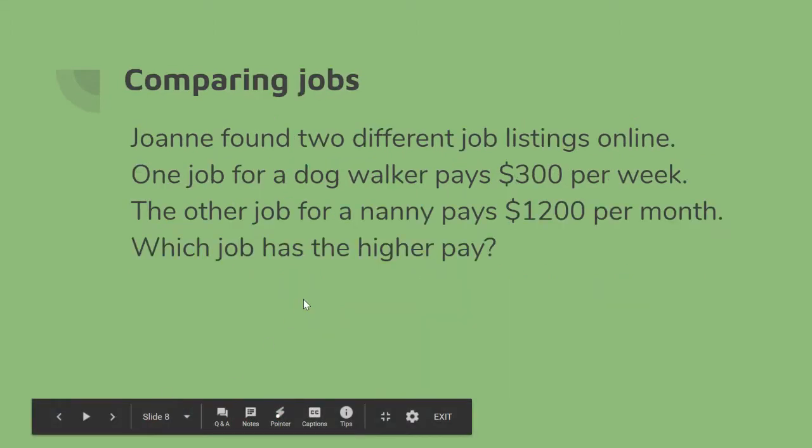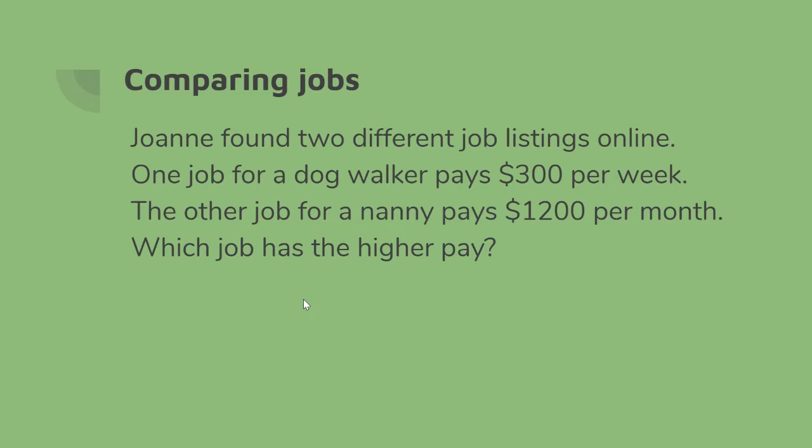All right. Joanne here found 2 different job listings online. So it's important to examine these jobs and determine which one you want based on pay or other benefits that it offers. One job for a dog walker is $300 per week. The other job for a nanny pays $1,200 per month. Which job has the higher pay? Again, be very careful. Change them both to annual to examine them.